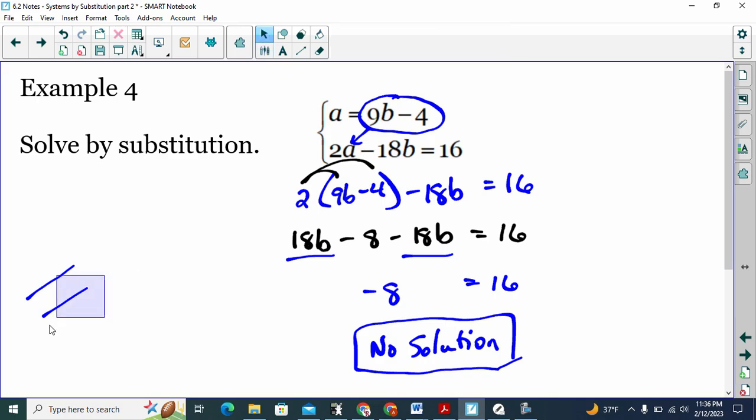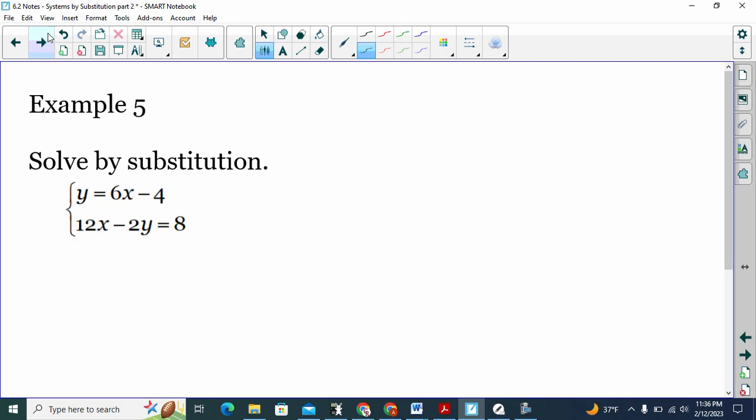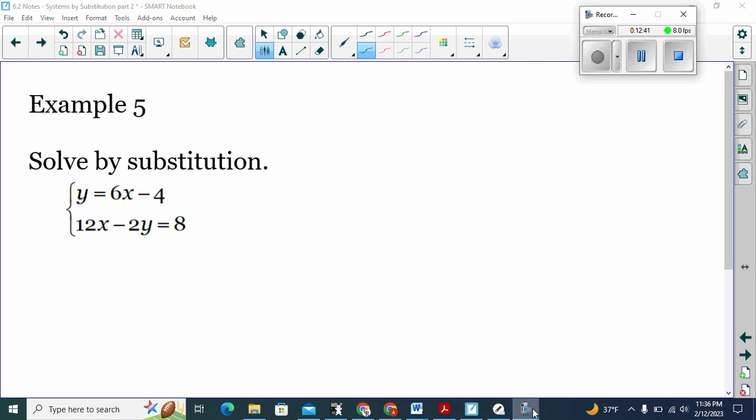Remember also, sometimes we graphed one line and it looked like that, and then we graphed another line and it looked exactly the same, and we said infinitely many solutions. Let's take a look at one where we solve by substitution and we end up with infinitely many solutions.